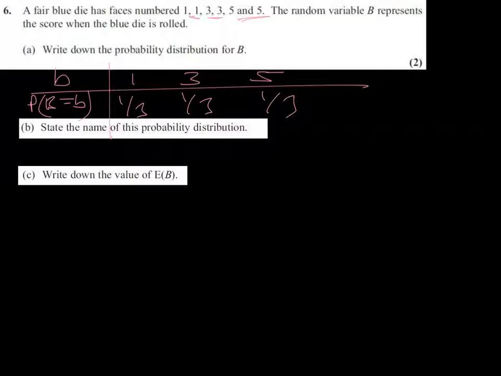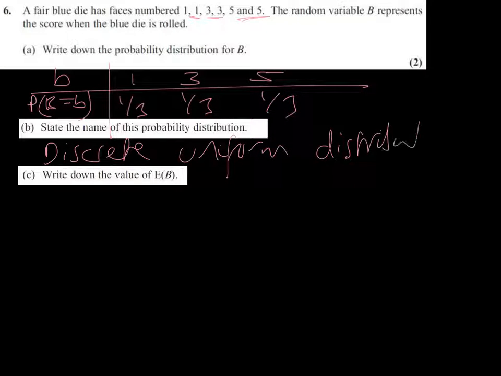For part B then, you will notice that there are only 3 things that can happen, and each of these have exactly the same probability. So the name of this probability distribution is the discrete uniform distribution, because the probabilities are all the same, or uniform.